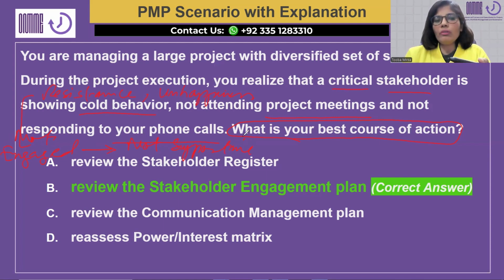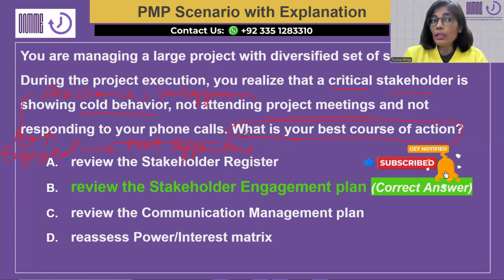There can be multiple possible reasons for this. Maybe you don't have a rightly crafted strategy to engage him in the engagement plan, or probably there is a rightly available strategy to engage him, but that's not being effectively implemented by the team or the project manager.